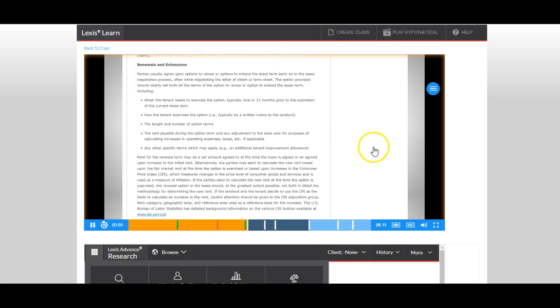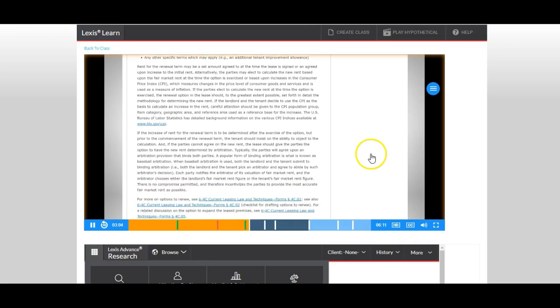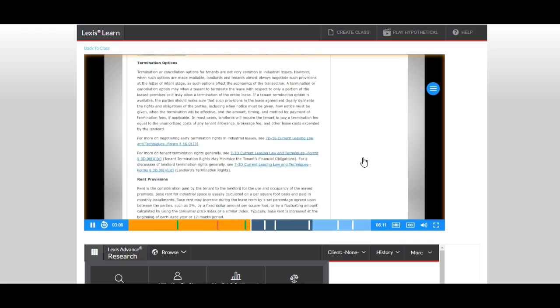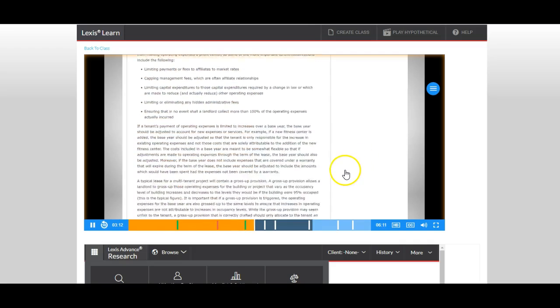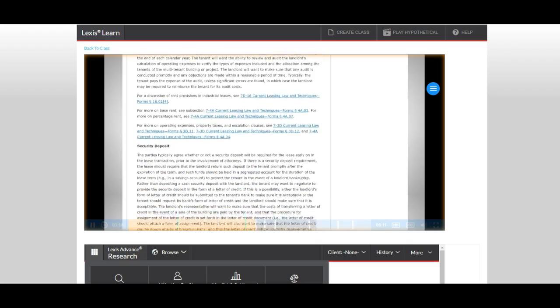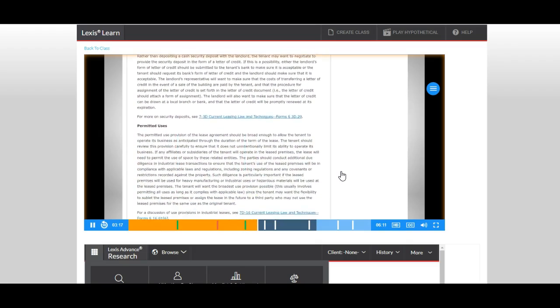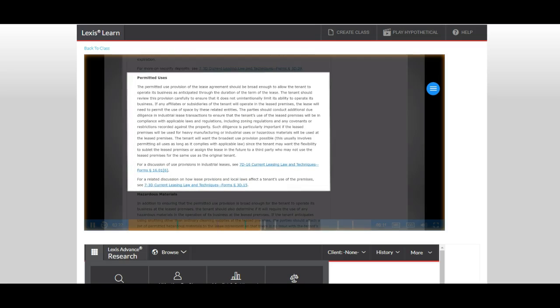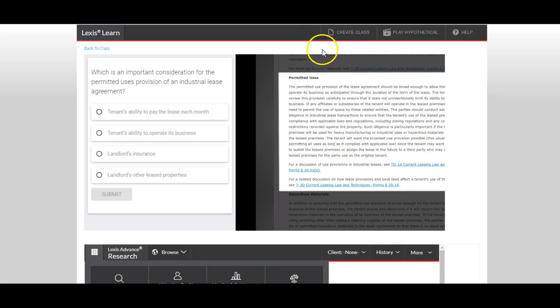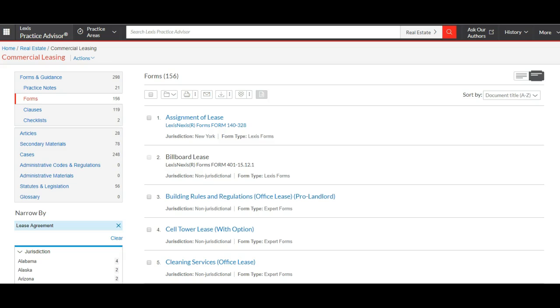Now that you have a general understanding of industrial lease agreements, you'll want to go deeper to determine what are permissible uses for the property and what remedies you can include in the agreement in case of a default. As you scroll through the practice note, you'll see a variety of issues related to industrial lease agreements. There is a section covering permitted uses that explains what the provision is and what it should say, depending on which side of the transaction you're representing. So basically what we're talking about is looking at these practice notes.